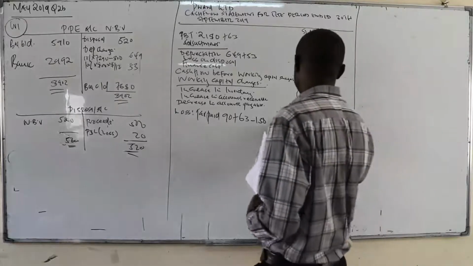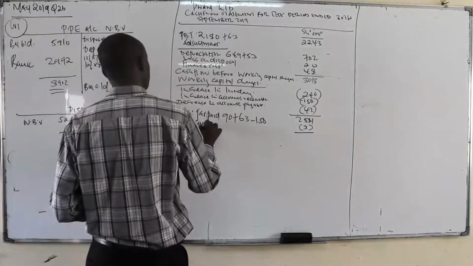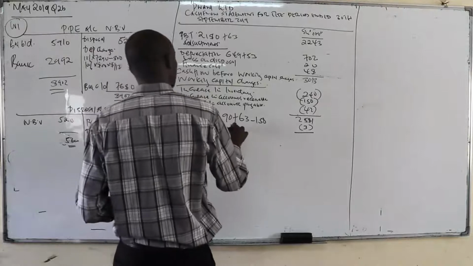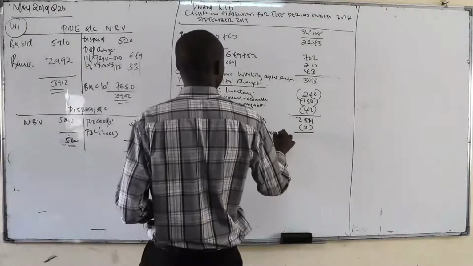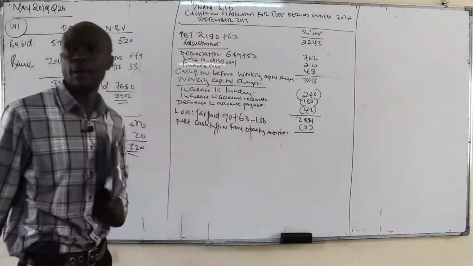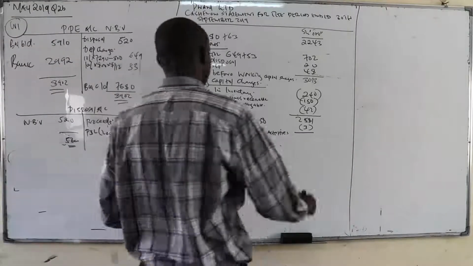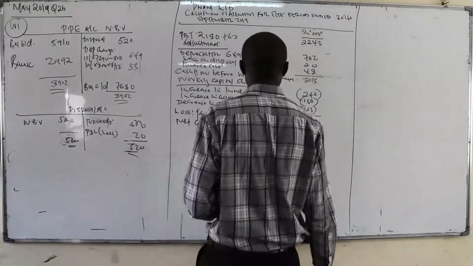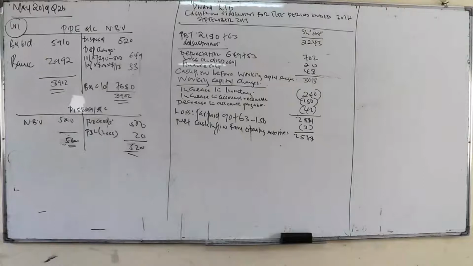Free. So you less this one 3. So you get the net cash inflow from operating activities. Now we are happy. 25. Not 24. 2578. 2578. 25? And 578, isn't it?